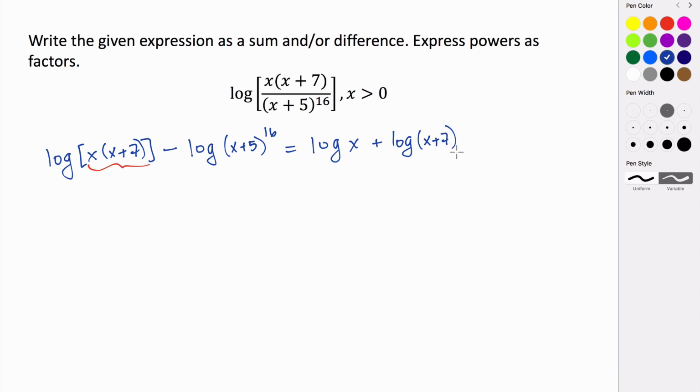And then this quotient still exists, and we can take care of this power here. The exponent can be moved to the front using the power property. So it's going to be minus 16 times log of the quantity x plus 5. And that's it. That's this expression expanded and written as a sum or difference of different logs. And again, we expressed the powers as factors.